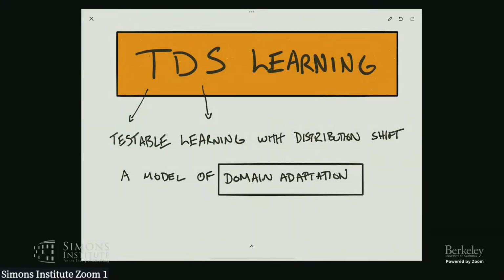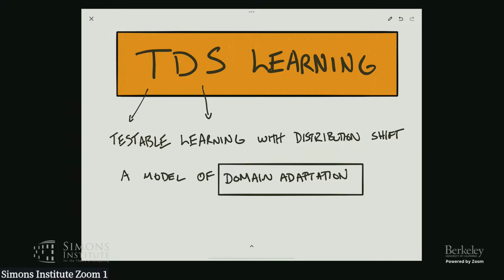Okay. So in order to address this problem and explain a bunch of new results to you, I want to tell you about this new model that we have called TDS learning. And it means testable learning with distribution shift. And it is a model of domain adaptation.